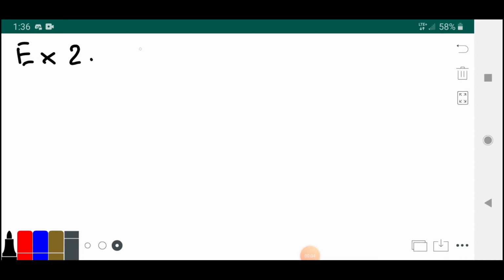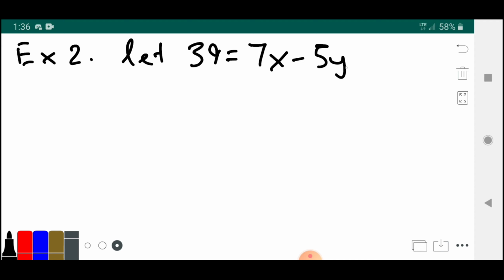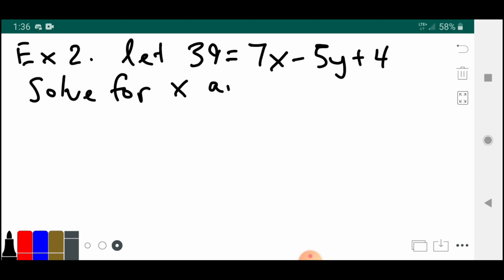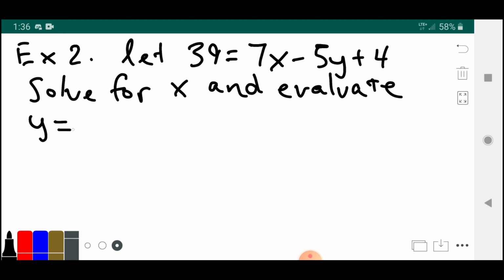In example 2, we have the equation 39 equals 7x minus 5y plus 4. We now have an equation with multiple variables. For this problem, we are being asked to solve the equation in terms of x and evaluate at y equals 7. We then want to solve the equation in terms of y and evaluate the equation at x equals 5.